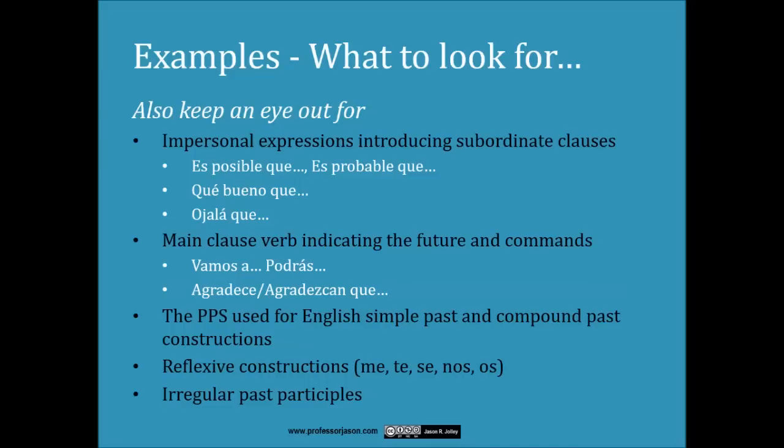Look for the present perfect subjunctive used for the English simple past and compound past constructions. So did or has done, right? Ate, has eaten. Also, I'll throw in some reflexive constructions. You'll see the pronouns me, te, se, nos, and some of those irregular past participles will be sprinkled in.